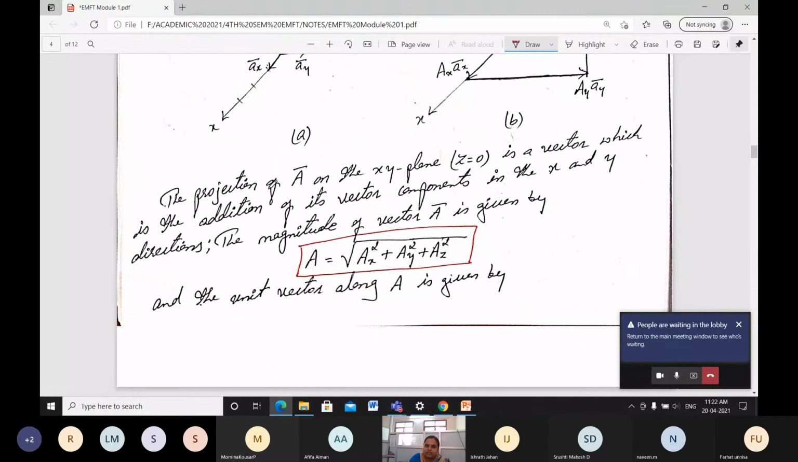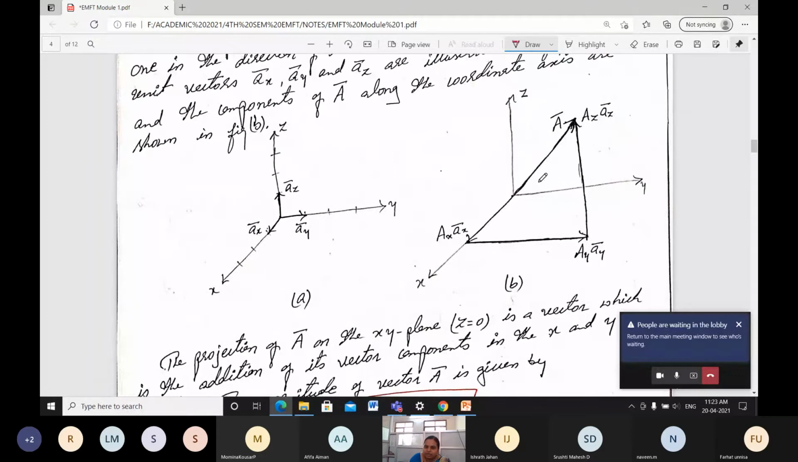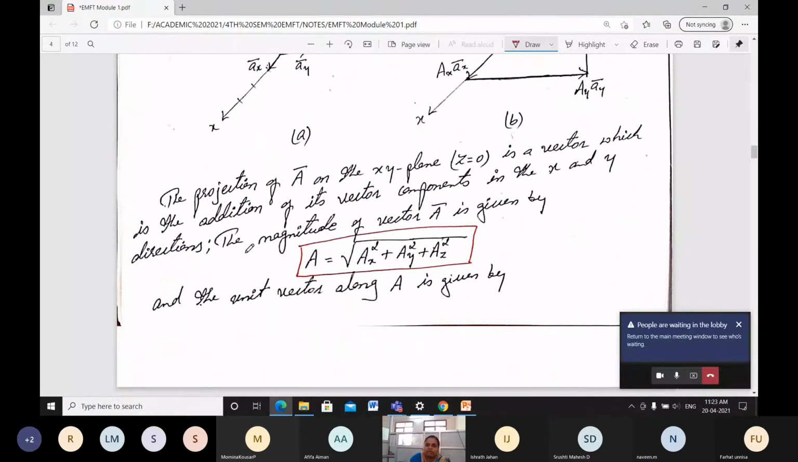Then the projection of A bar means we take it on the xy plane only, that is, z equals 0 in this example. It is a vector which is the addition of the vector components x and y. Then the magnitude of a vector A bar is given as A equals the square root of Ax squared plus Ay squared plus Az squared.